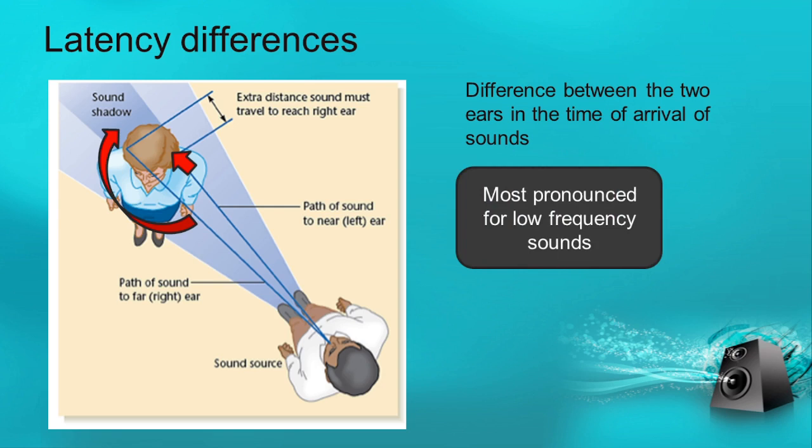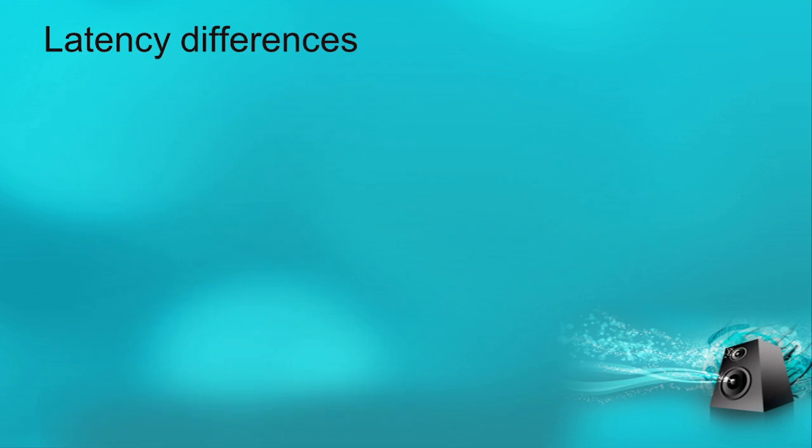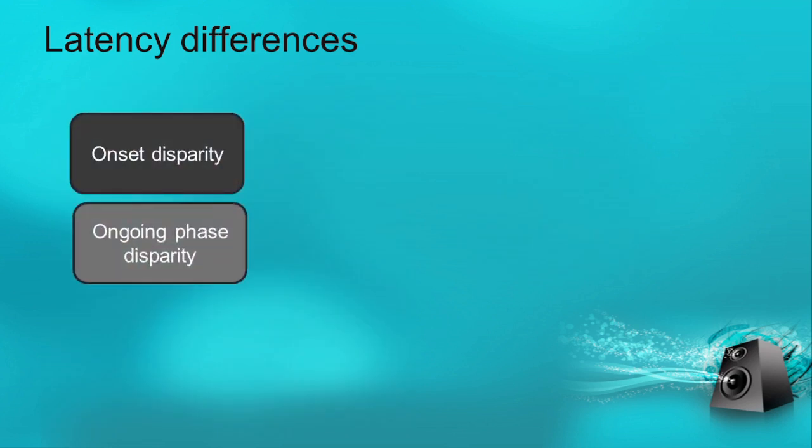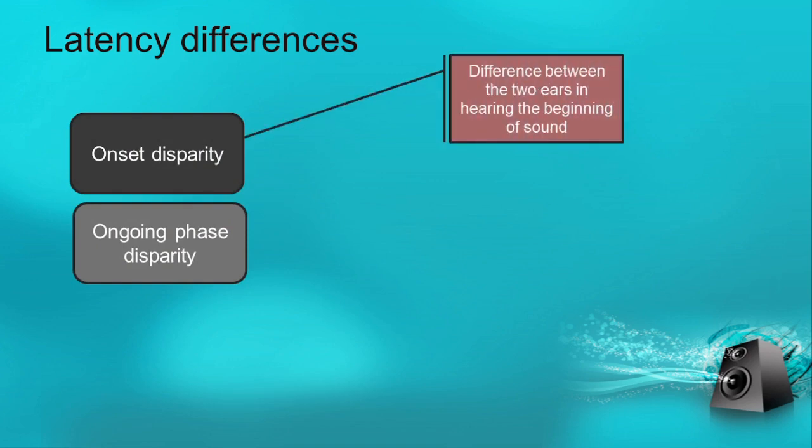This is most pronounced for low frequency sounds because low frequency sounds have longer sound waves which can travel round the head and reach the opposite ear. There are two kinds of latency differences: onset disparity and ongoing phase disparity. Onset disparity is the difference between the two ears in hearing the beginning of sound.